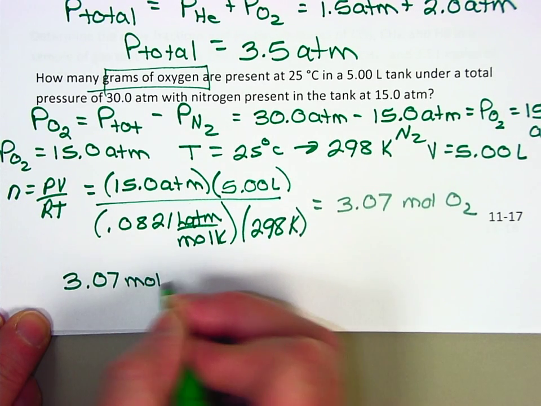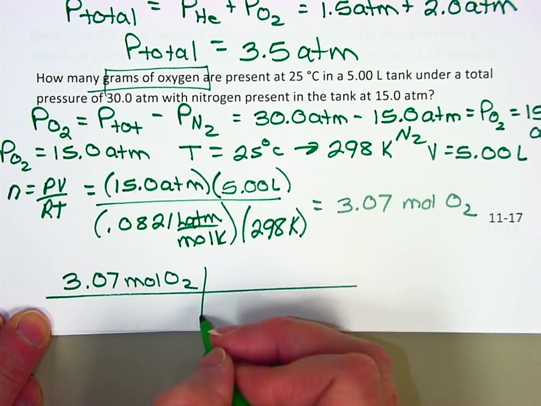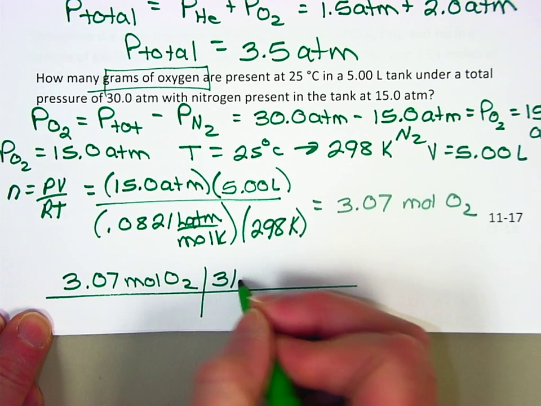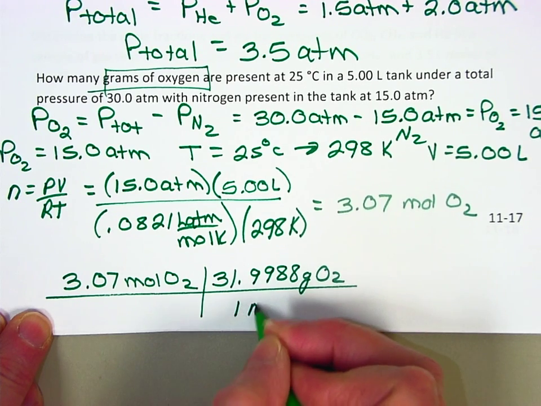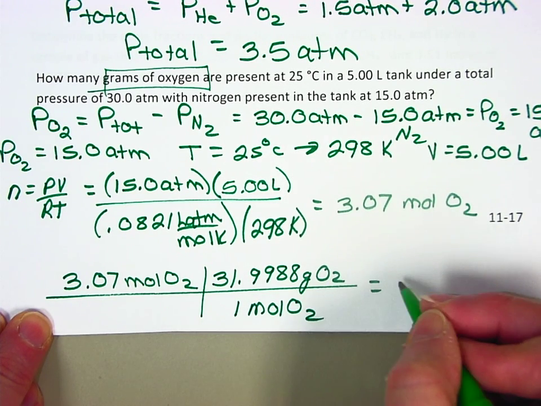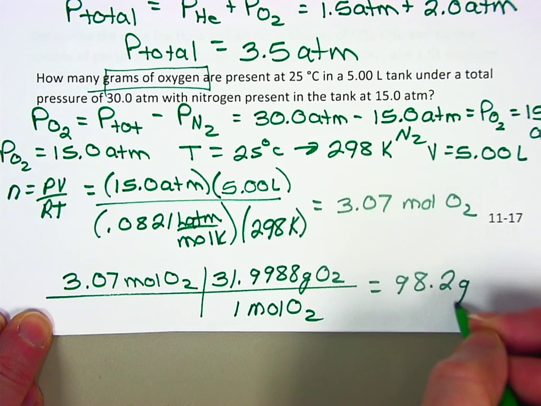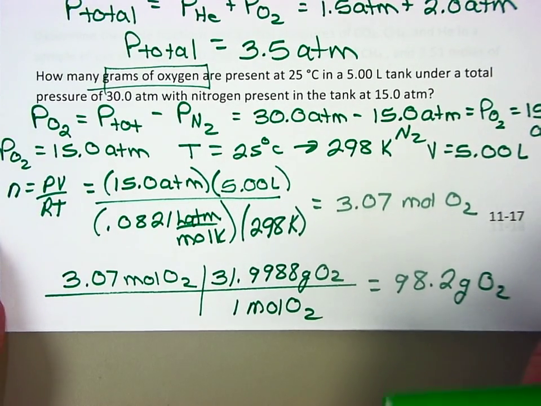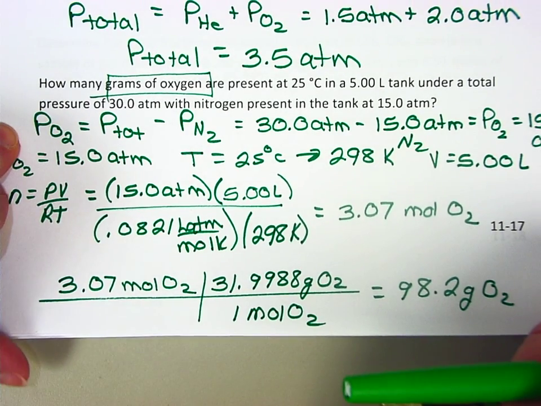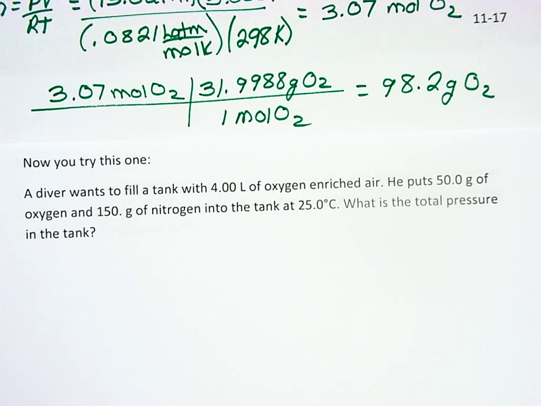3.07 moles of oxygen. We know that the molar mass is 31.9988 grams of oxygen per 1 mole. So the answer is 98.2 grams of oxygen. On the next page, there's a problem for you to try on page 11-18 in your notes. So why don't you pause this video and go ahead and try this problem. And then after you've completed the problem, you can come back and look at the solution.